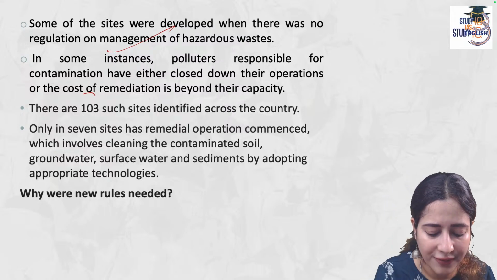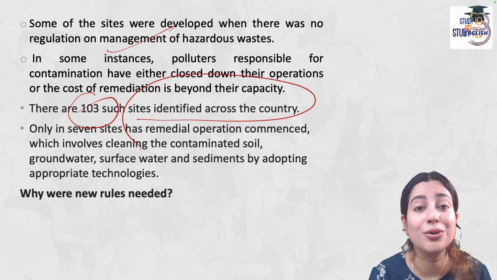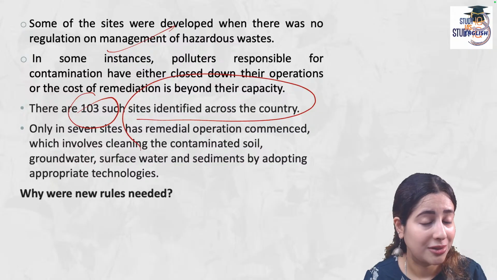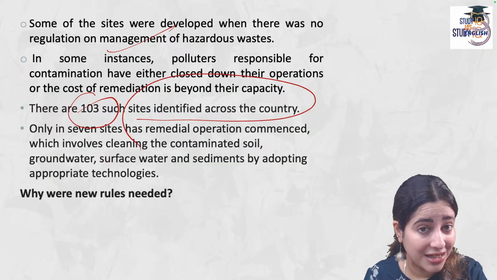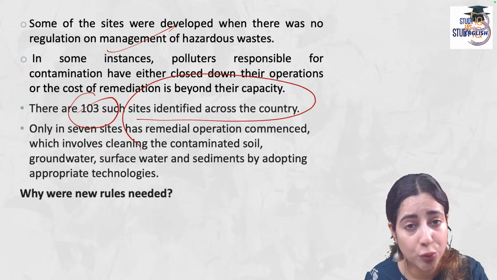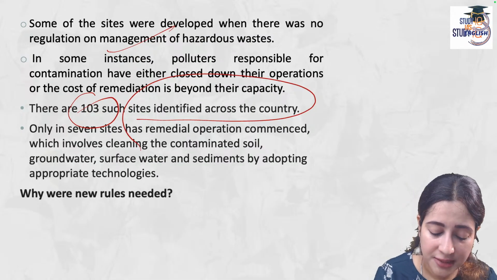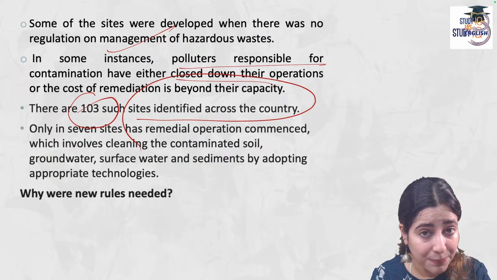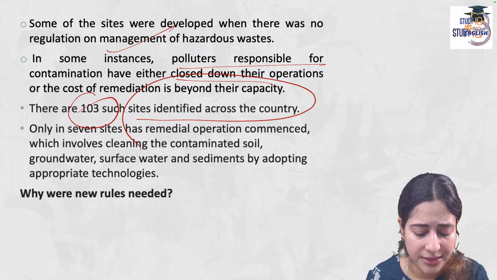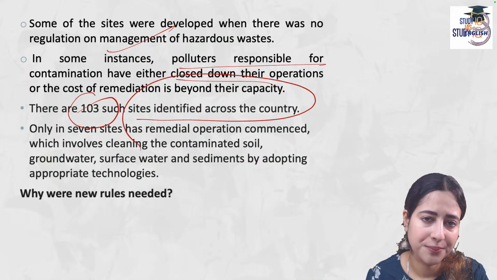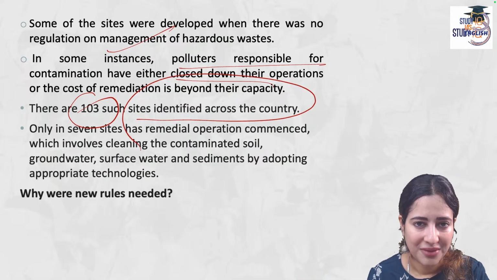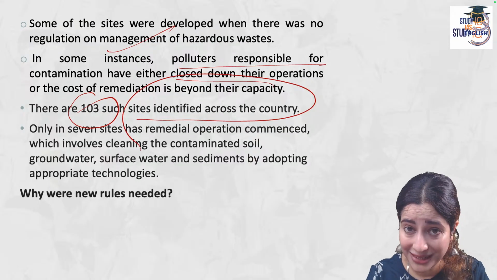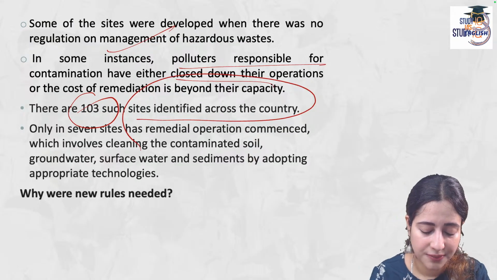Today in India, we have 103 such sites across the country which are not taken care of, which are still lying there and posing a danger to human, animal, and plant life. Similarly, polluters, people who were owning these companies or factories, have simply shut and run away. We could not catch them. We could not make them pay the victims of the disaster.